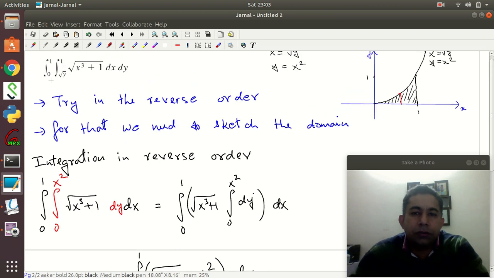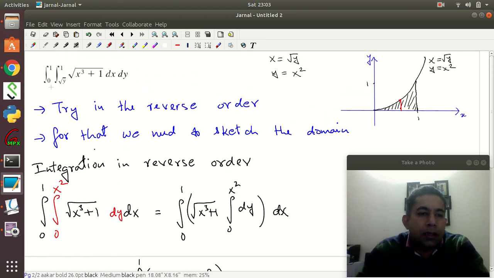So the main trick is to observe and realize that you need to convert the integration from dx dy to dy dx. And that lets you bring in an extra factor which is helpful in u substitution. That's all.